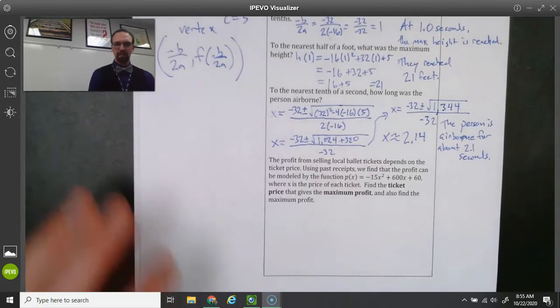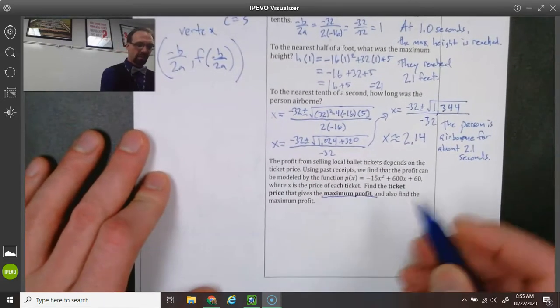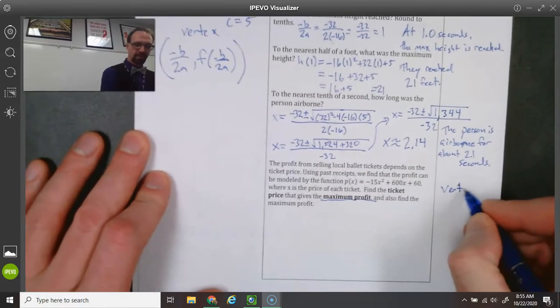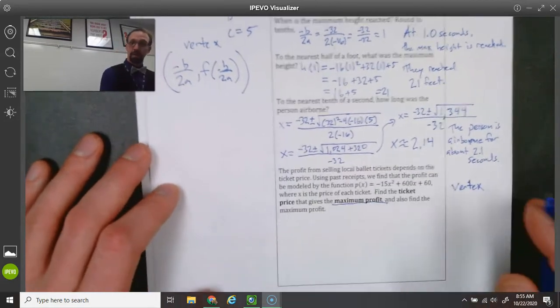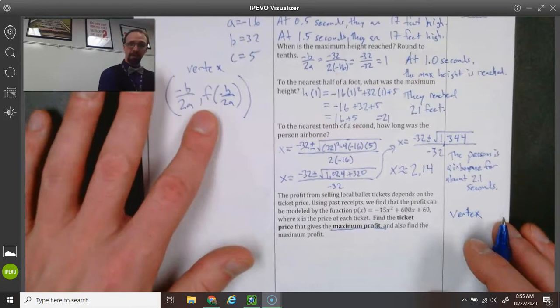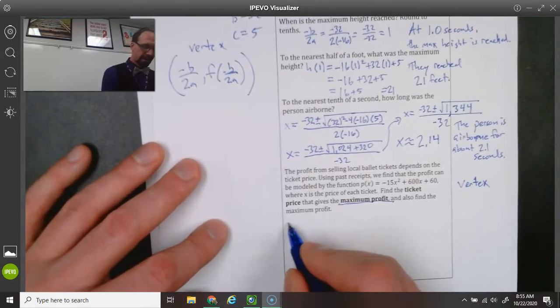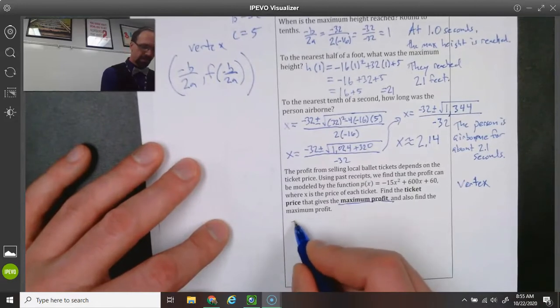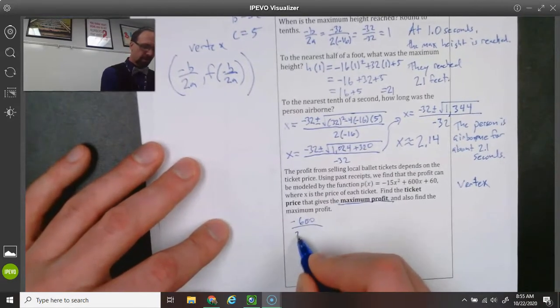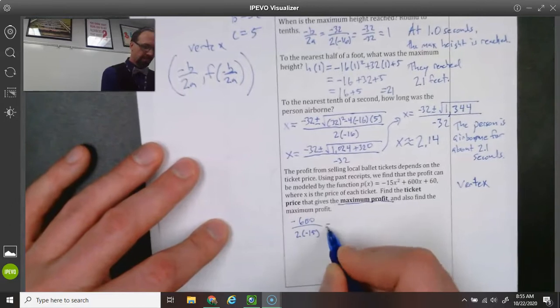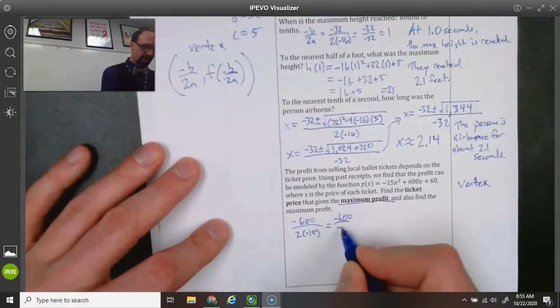So what am I looking for when I'm looking for maximum? If you're looking for maximum or minimum, essentially you're looking for the vertex. So again, we can do our opposite b over 2a and f of opposite b over 2a to find that out. So we're going to take opposite b over 2a. So that's going to be negative 600 over 2 times negative 15. It's negative 600 over negative 30.